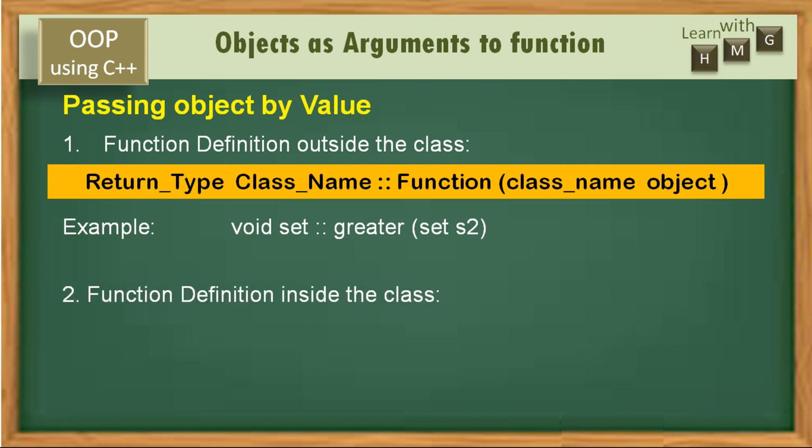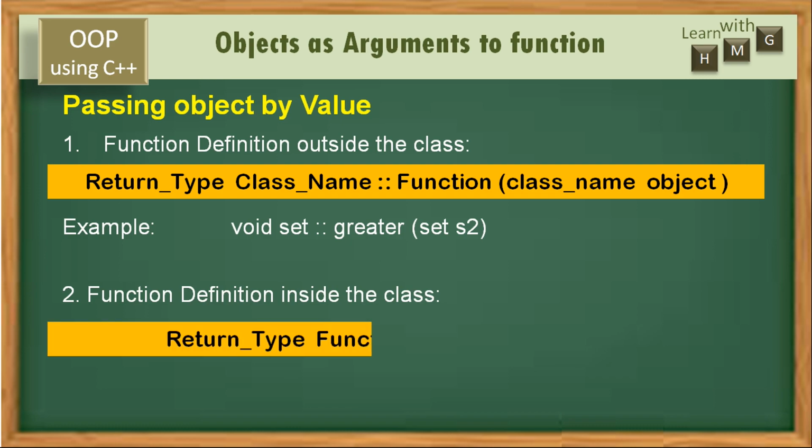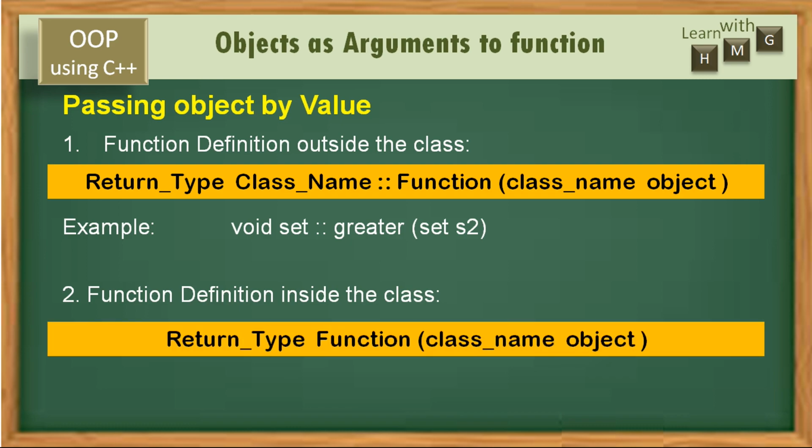Another way is to write the function definition inside the class. It is easier than outside the class because the class name and scope resolution operator is eliminated here. You have to just write the function definition like a simple C function, return type, function name, and within brackets object as argument, that is the class name and object name.